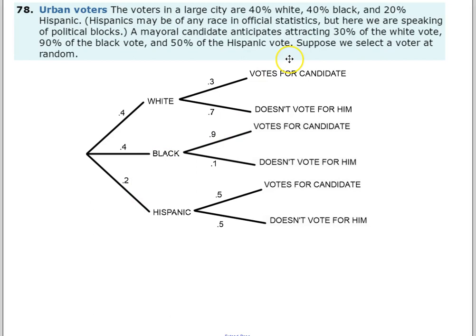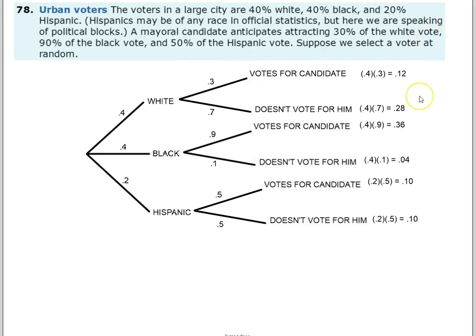Now the third layer is what we do at the end. At the end, we are saying what is the probability that a voter is white and votes for the candidate, or a voter is white and doesn't vote for the candidate, or a voter is black and votes for the candidate, and a voter is black and doesn't vote. And so we're going to be multiplying all these probabilities.